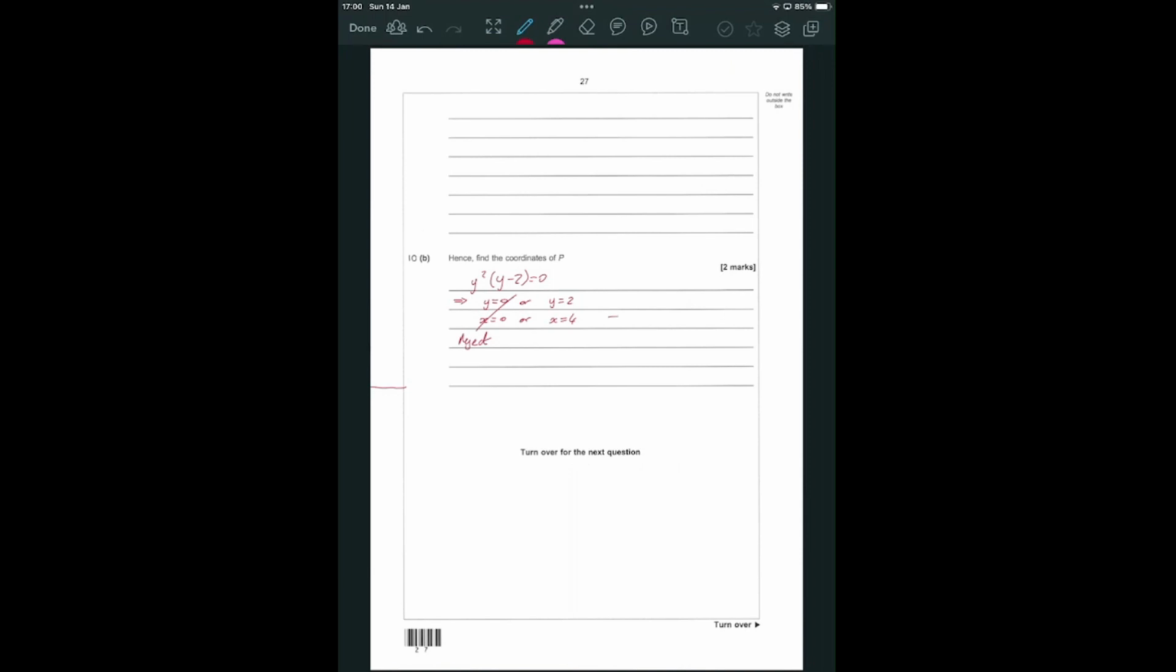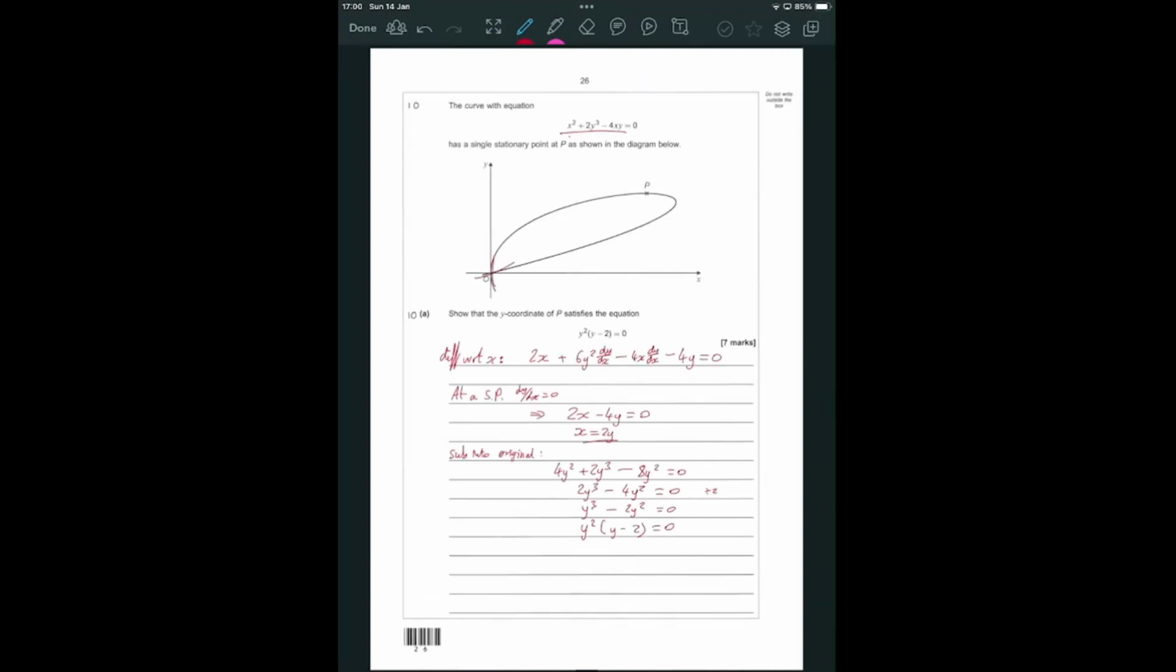I'm not going to expect the examiner wants me to go into detail on why I rejected it. And then I'm going to quote P in the correct order. Although we found Y first, we still need to put that X coordinate first. Is it obvious why 0, 0 fails? Why 0, 0 is a solution, but is not necessarily a stationary point?